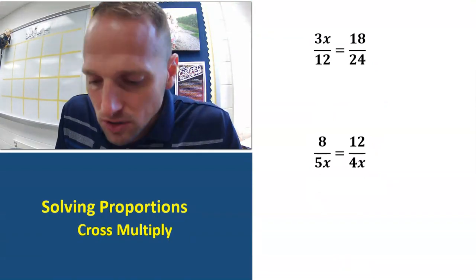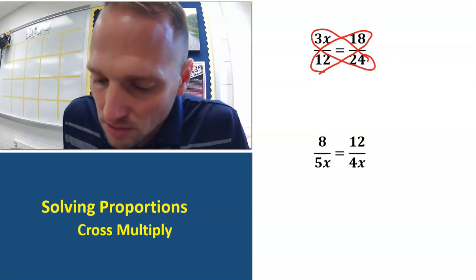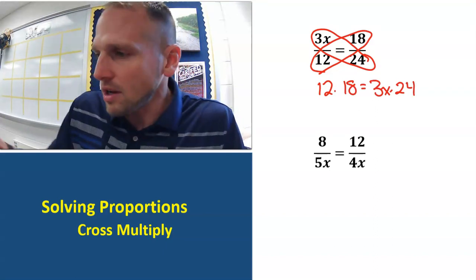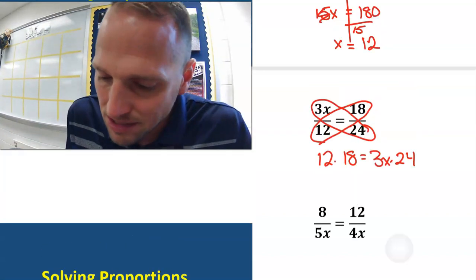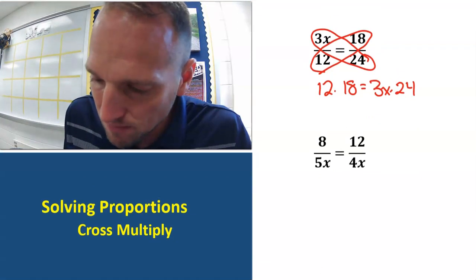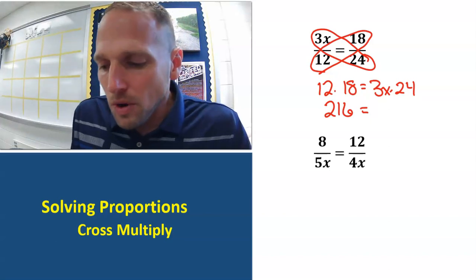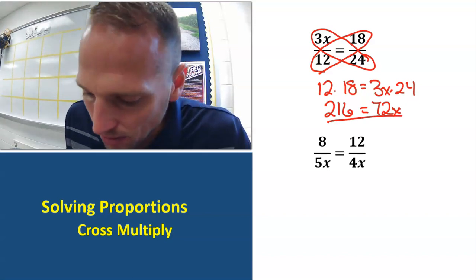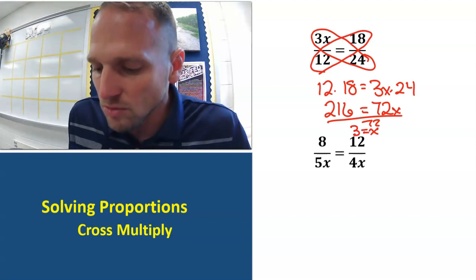So, proportion still. So I know this times this is equal to this times this. So let's look at this. 12 times 18 is equal to 3x times 24. Okay, so now 12 times 18, I'm going to use my calculator to help me out with this. 12 times 18 is going to be, whoops, 216. And on the right side, 3x times 24, well, that's just going to be 72x. We can solve this, no problem. Divide both sides by 72, and we're going to get 3 is equal to x.